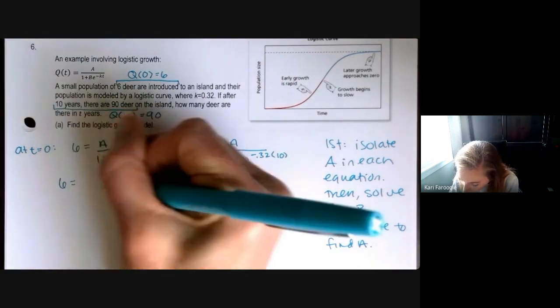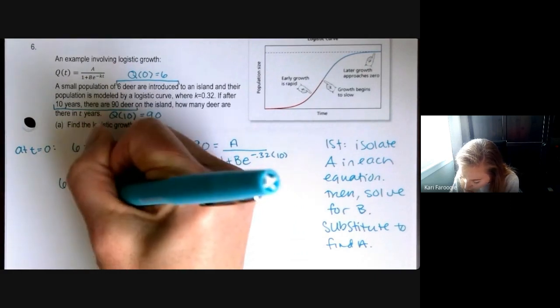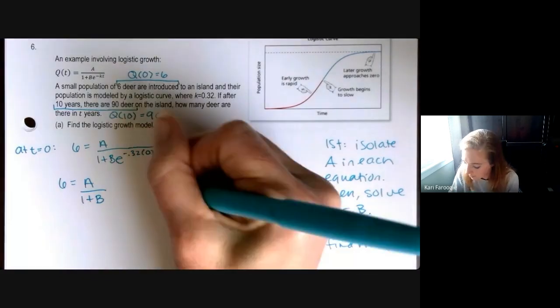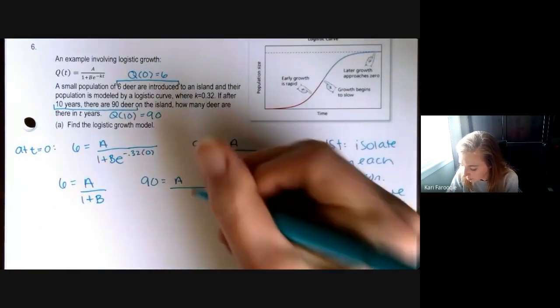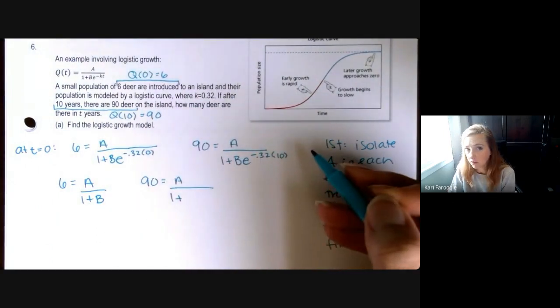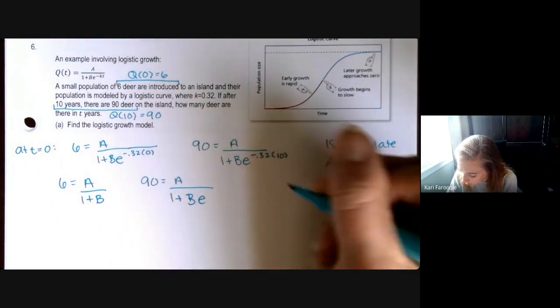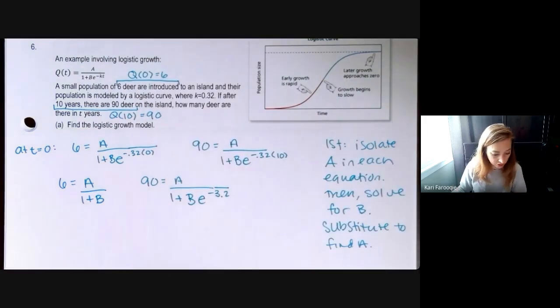So I can rewrite this equation as A over 1 plus B. So that's easy for me. The other equation, I can't really do a whole lot with that, but I can at least just multiply by 10 to make this look a little bit better. So this will be B e to the negative, and then instead of 0.32, it'll be negative 3.2.